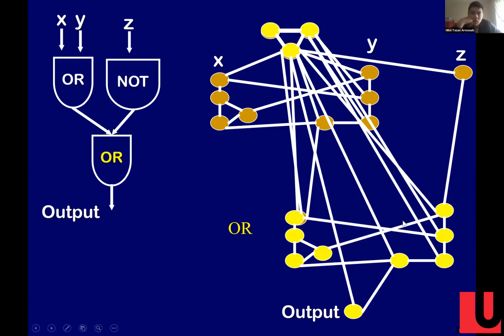So basically, the OR is the bridge that connects everything together. Yeah, it's whatever your circuit here is. You build the graph, right? Yeah, because the OR and the NOT.